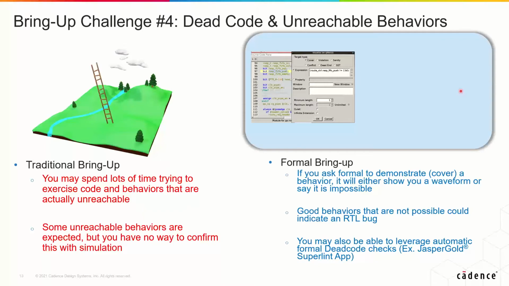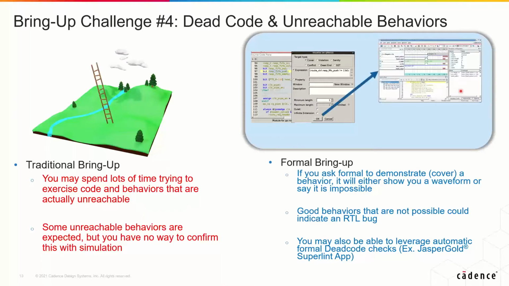You can ask the tool to demonstrate a cover for you. And if it says it's impossible, then you already know that it's what you would expect, for example, a feature that was not implemented yet. And this can be done either with the SuperLint app, which I will talk about a lot here today, or the coverage app, for example.